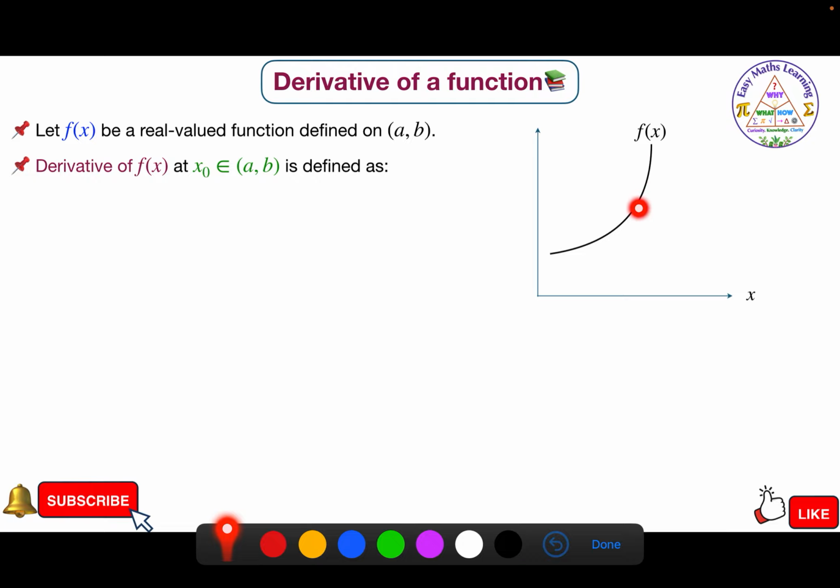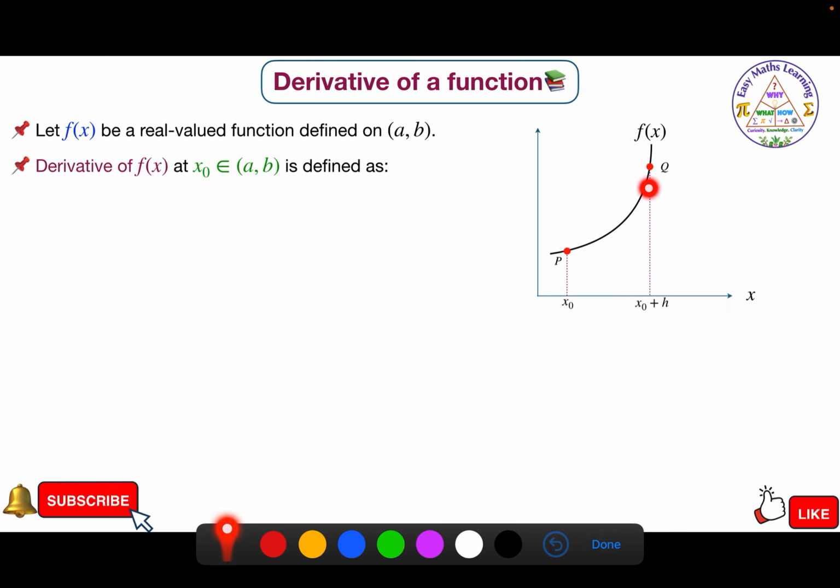Suppose this is the graph of the function f(x), and x naught is the point where we want to find the derivative of the function. Derivative means slope, and for slope we need 2 points. So we take another point x naught plus h, which is very close to x naught and slightly ahead of x naught.